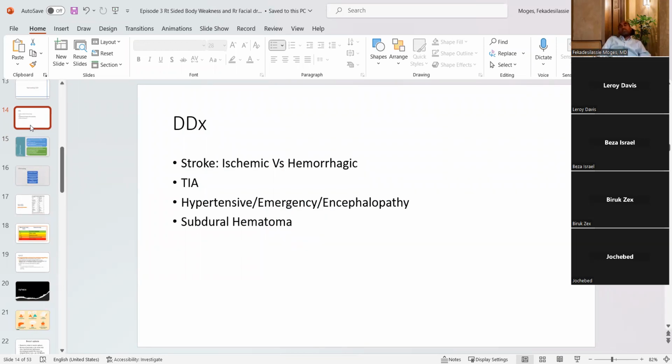Do you want to supplement oxygen to this patient? Yes or no, guys? Don't kill time, please. Let's be fast. We have a lot to discuss.